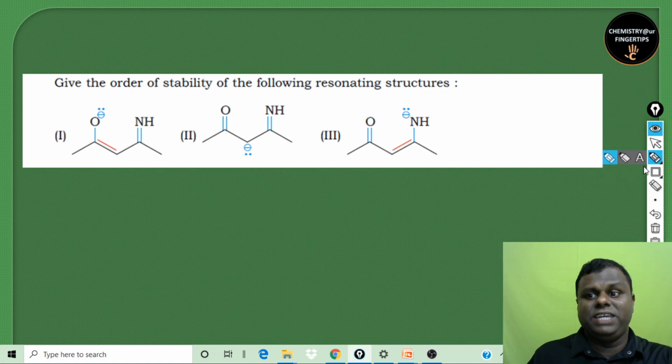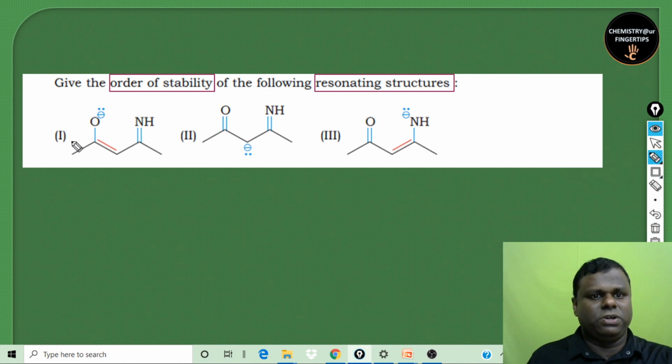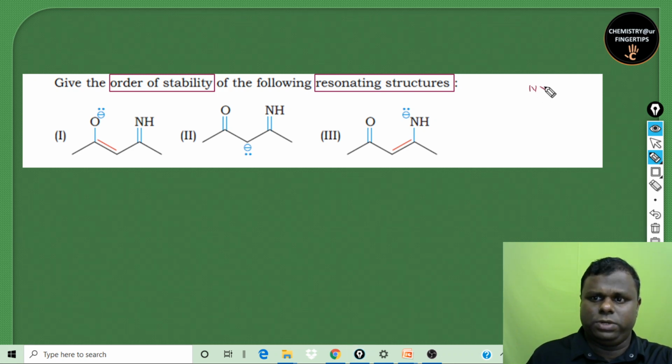Okay, so you have been given three structures. Now it's interesting to note you are supposed to find out the order of stability of the following canonical structures or the resonance structures. Okay, now let's talk about this. So if you could see here, this is not neutral, not neutral, not neutral. So neutral is already out, right?